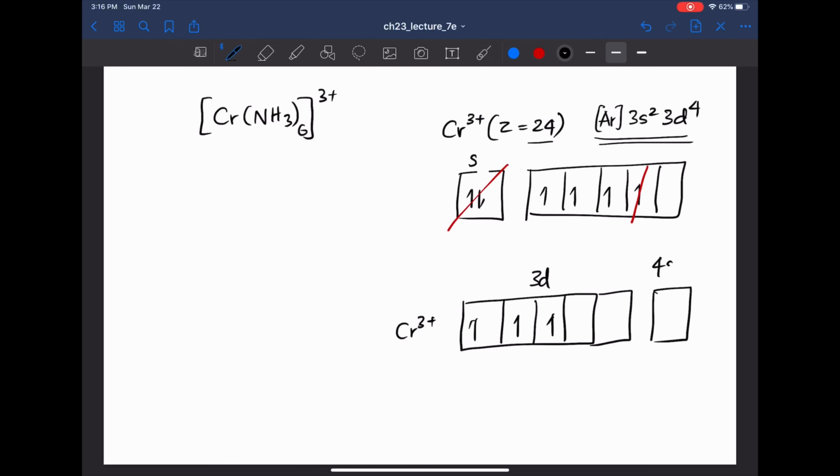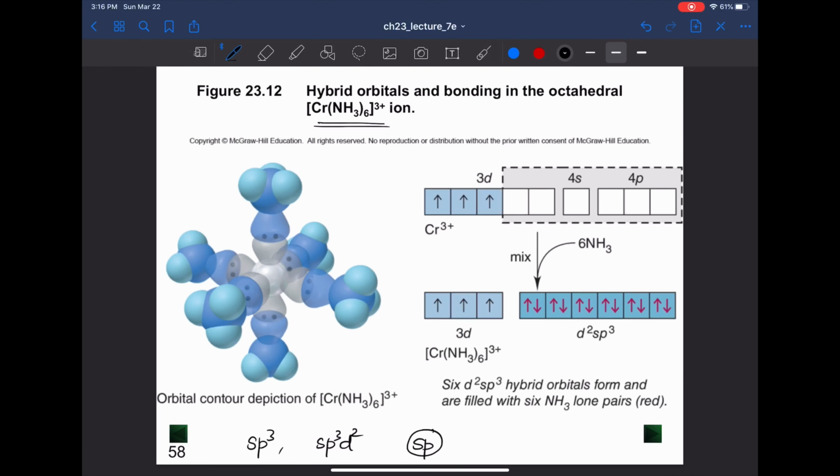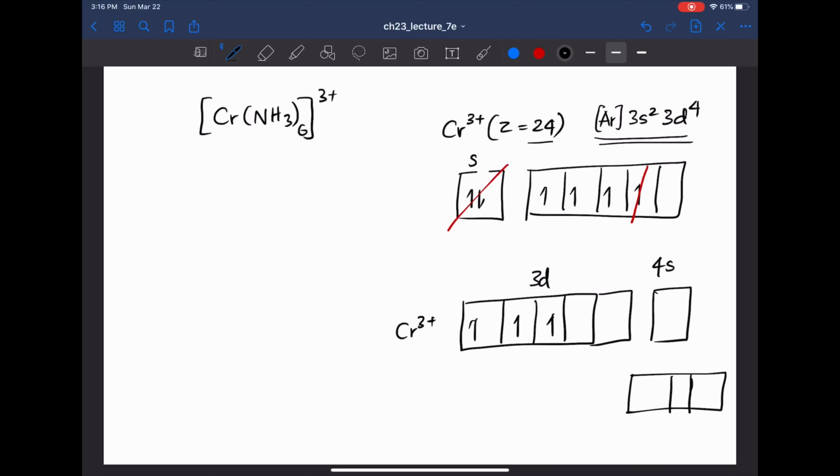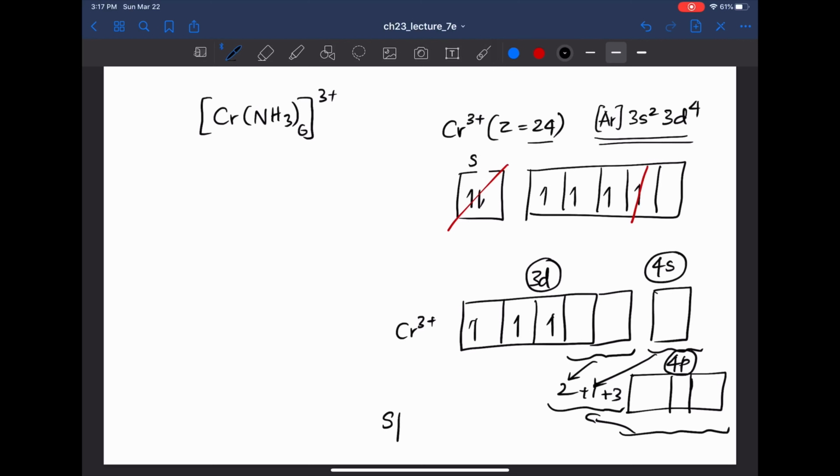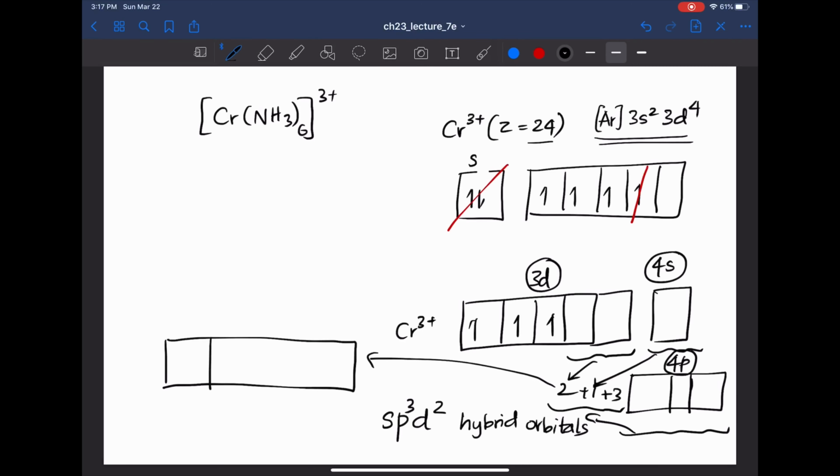The next orbitals are the 4s orbital and the 4p orbitals. In sp3d2 hybridization, it combines the remaining empty 3d orbitals, the 4s orbital and the 4p orbitals. So you have 2 d orbitals plus 1 s, and from the 4p you have another 3. The combined s, p and d orbitals form 6 sp3d2 hybrid orbitals.